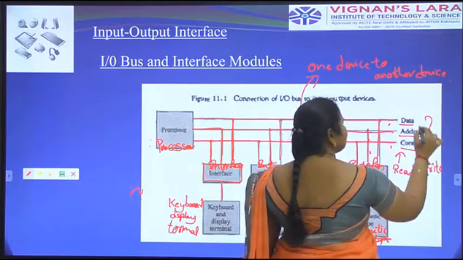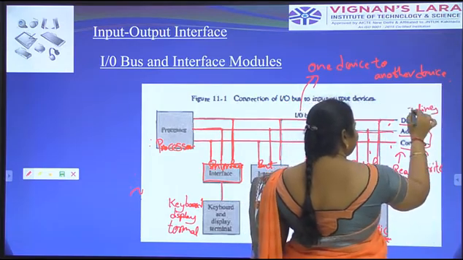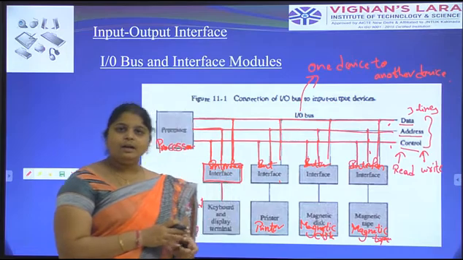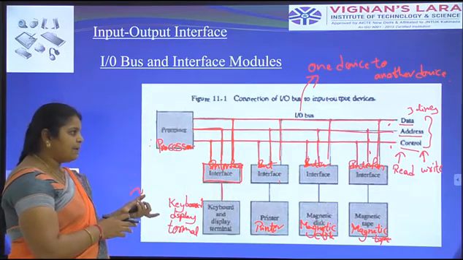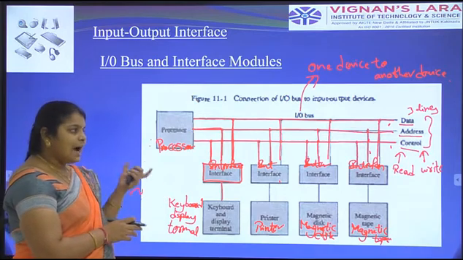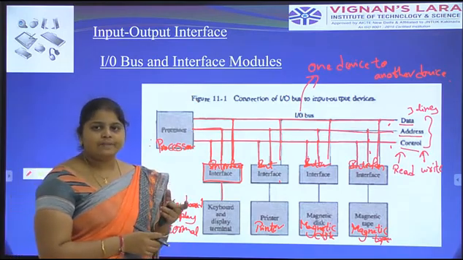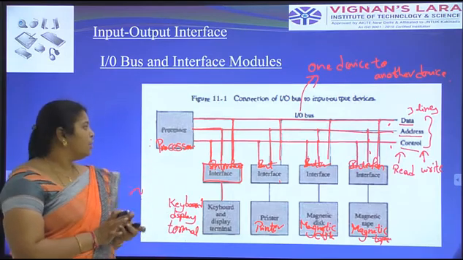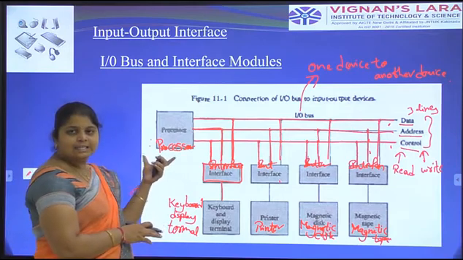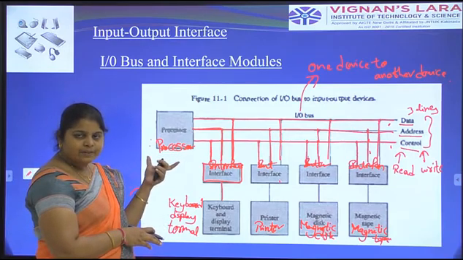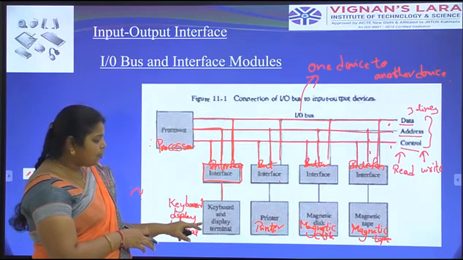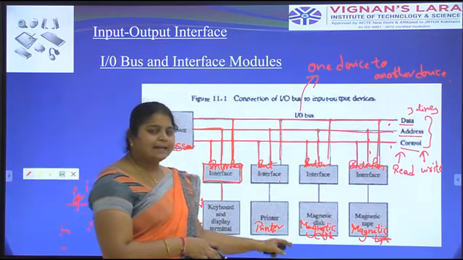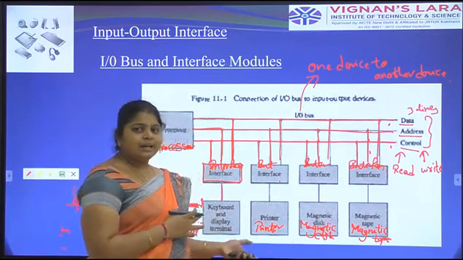These are the three lines: data line, address line, control line. The data line carries the information or data coming from the keyboard. With the address line, we identify the location. The control line handles the read and write operations. Whatever operation is done internally in the computer is done with the help of the processor. These keyboards, printers and disks are external components, the peripheral devices.